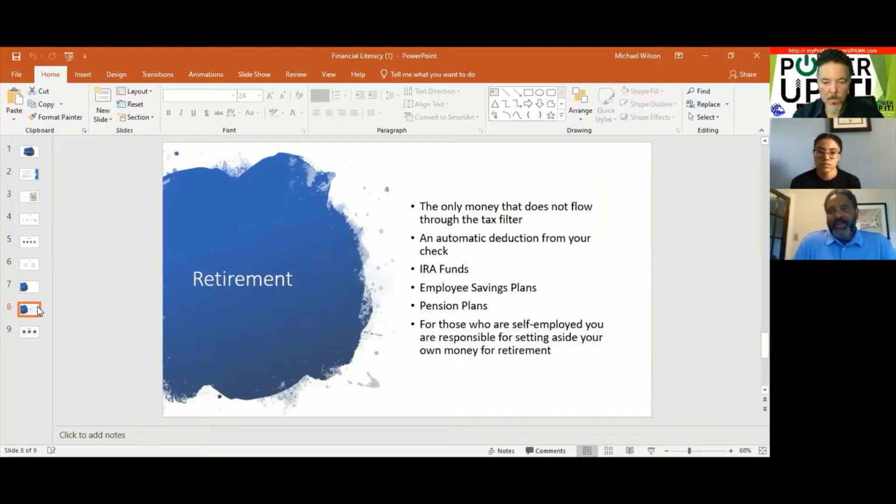Just Google that, try and understand what's happening there. Most of you guys will, the majority of folks will have defined contribution plans, not defined benefit plans. Okay.